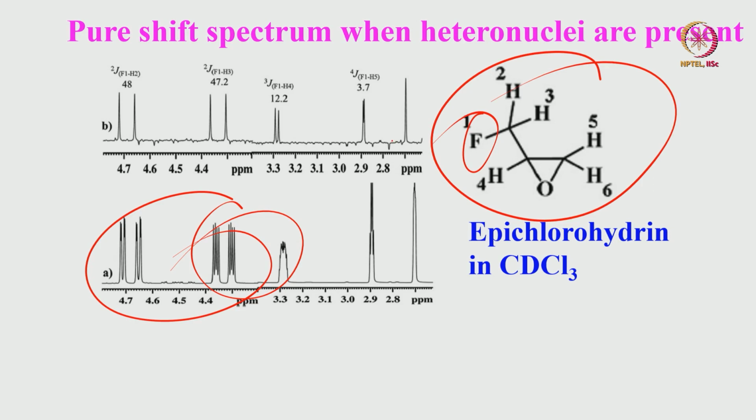Look at this spectrum. This is a pure shift spectrum where homonuclear HH couplings are removed. Then what are you going to get here? You get only FH couplings. Each of them now, if you measure the separation, you will get the FH coupling. Direct extraction of FH coupling is possible in the pure shift experiment. So, this is another advantage.